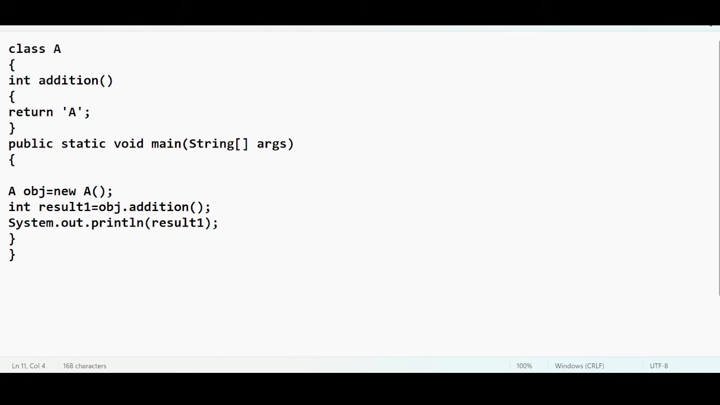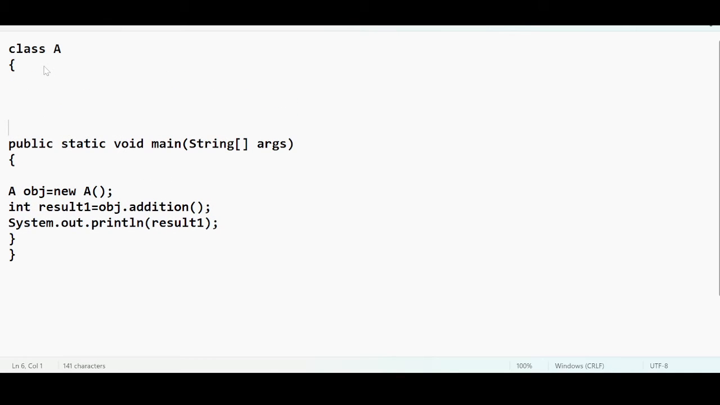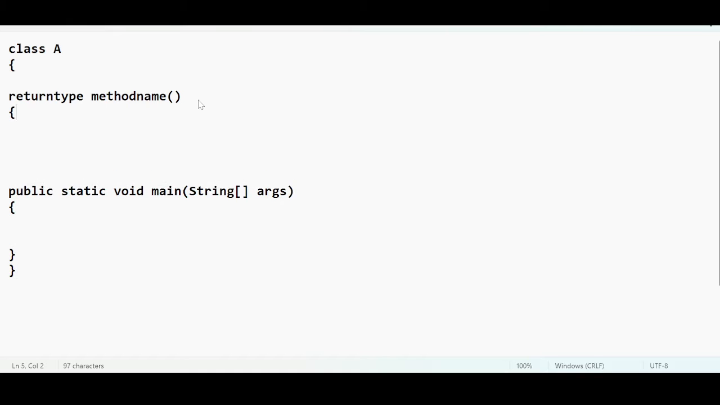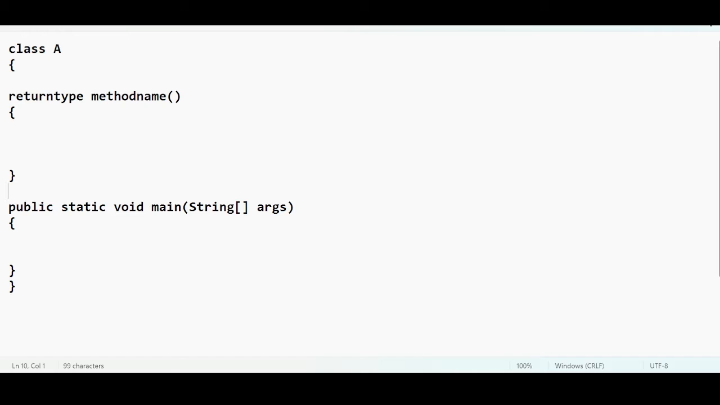Okay, let us take a small example here. So we have a class A and we have a main method. So what is the syntax for building a method? The mandatory things are what? Return type is mandatory. Method name is mandatory. You can give any name. And opening and closing parentheses, simple brackets, are mandatory, and opening braces and the closing braces. These are the mandatory things to build a method.